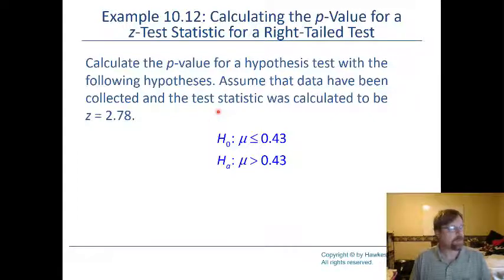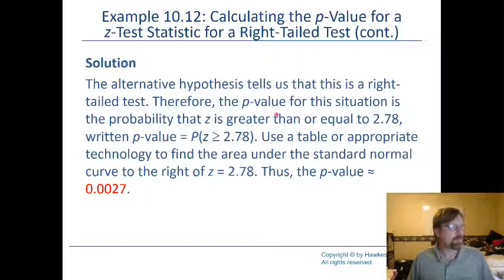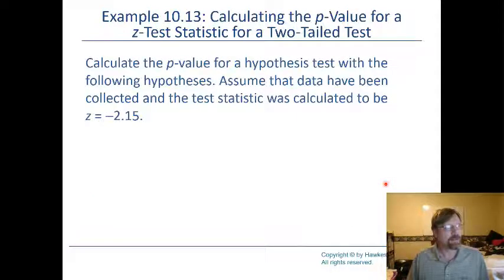So I can look up 2.78 in the table or use a calculator or Excel and come up with 0.0027. That looks right. So there's a z-score of 2.78 there. The area to the right of that is 0.0027. Okay, again, same type of thing.